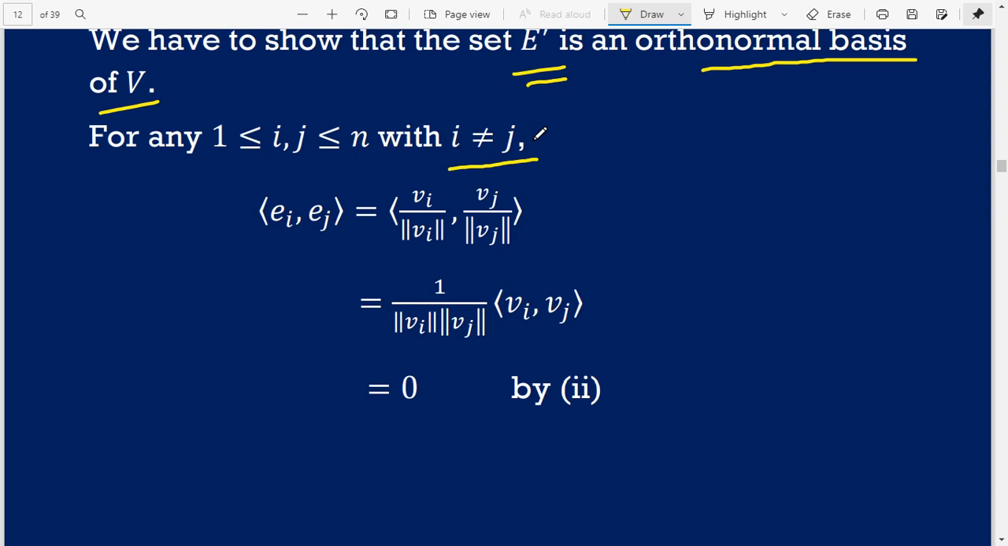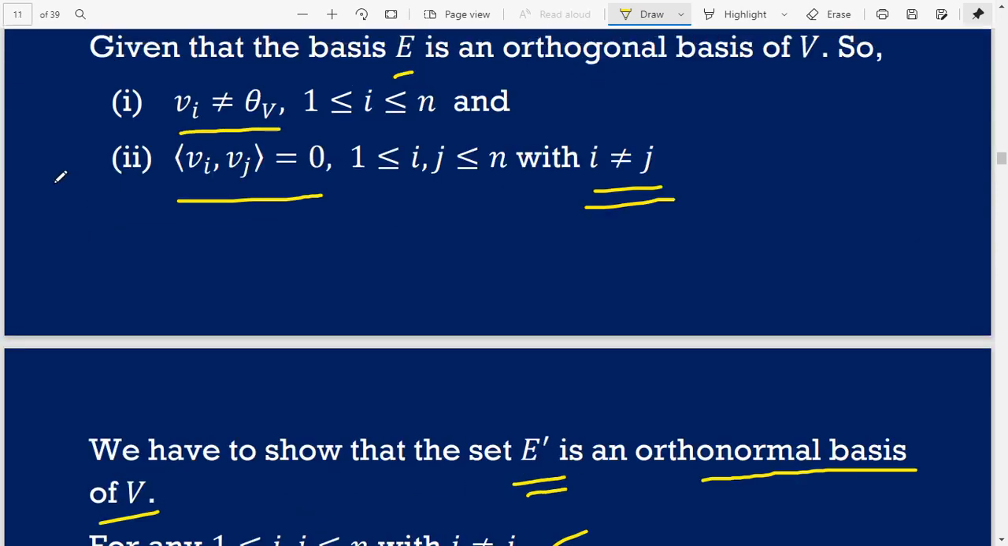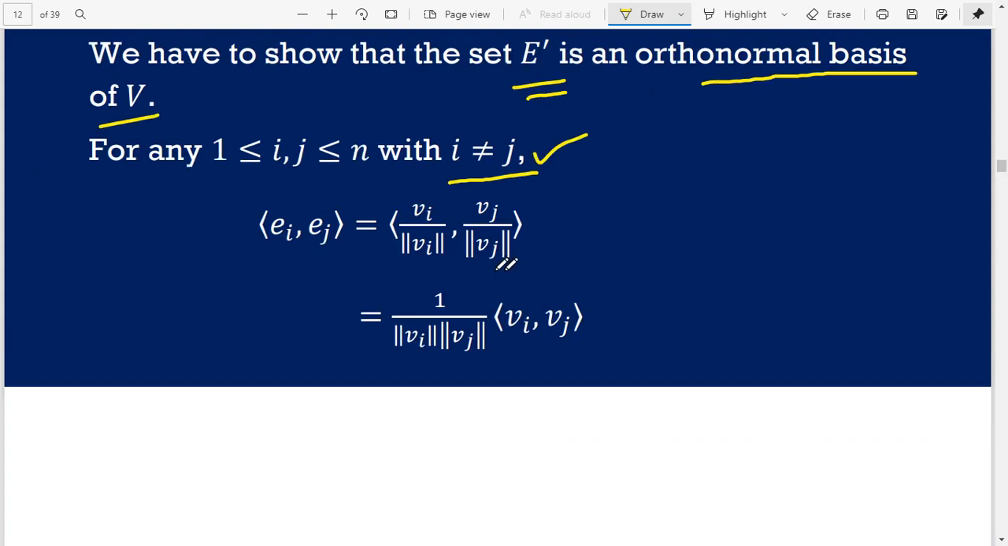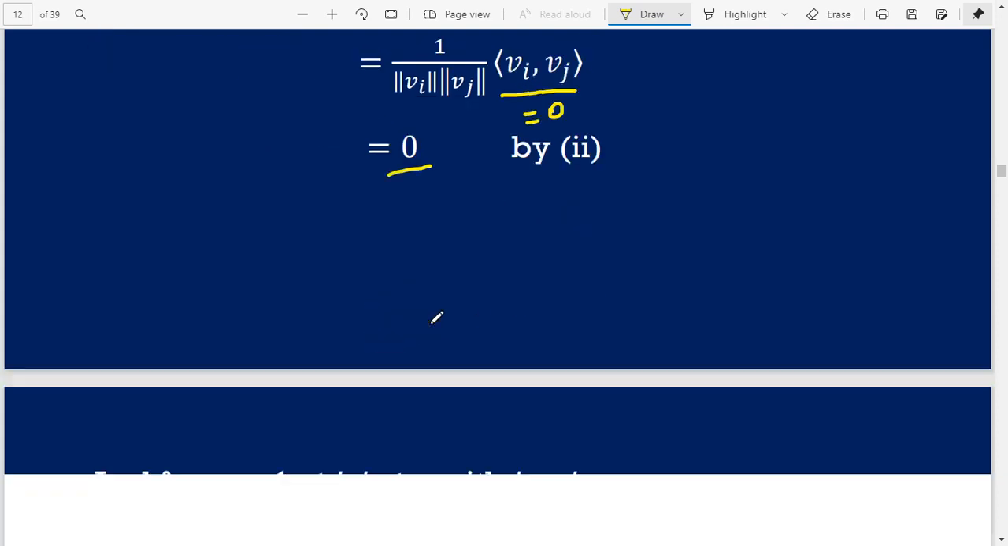Here i is not equal to j, so by the second condition inner product Vi with Vj is equal to 0. So this is a positive quantity multiplied into 0. So this is equal to 0.